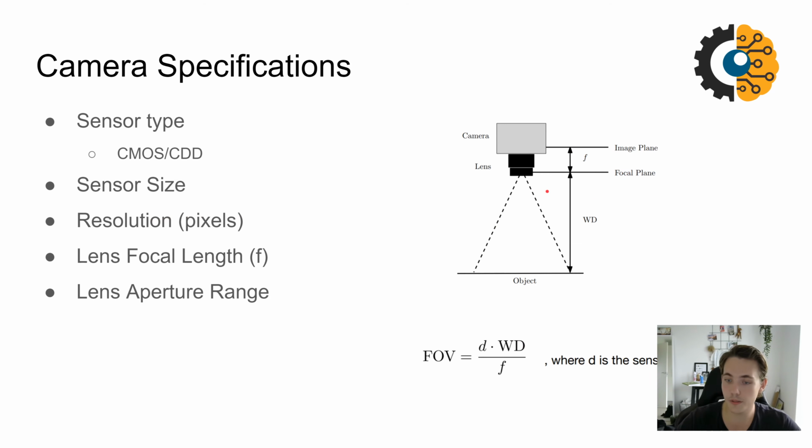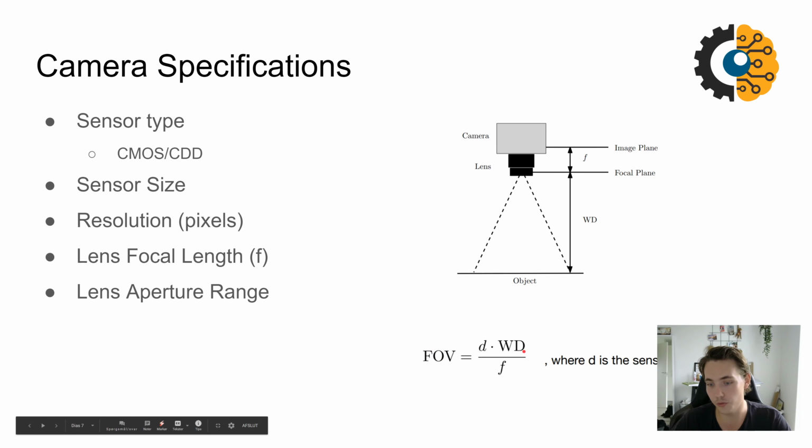And then we can also have an object here, and our field of view is how wide we can see from our lens. So in this case, this will be our field of view here. If the object was over here, then we couldn't see it from the camera, so we say that it is out of the field of view of the camera.